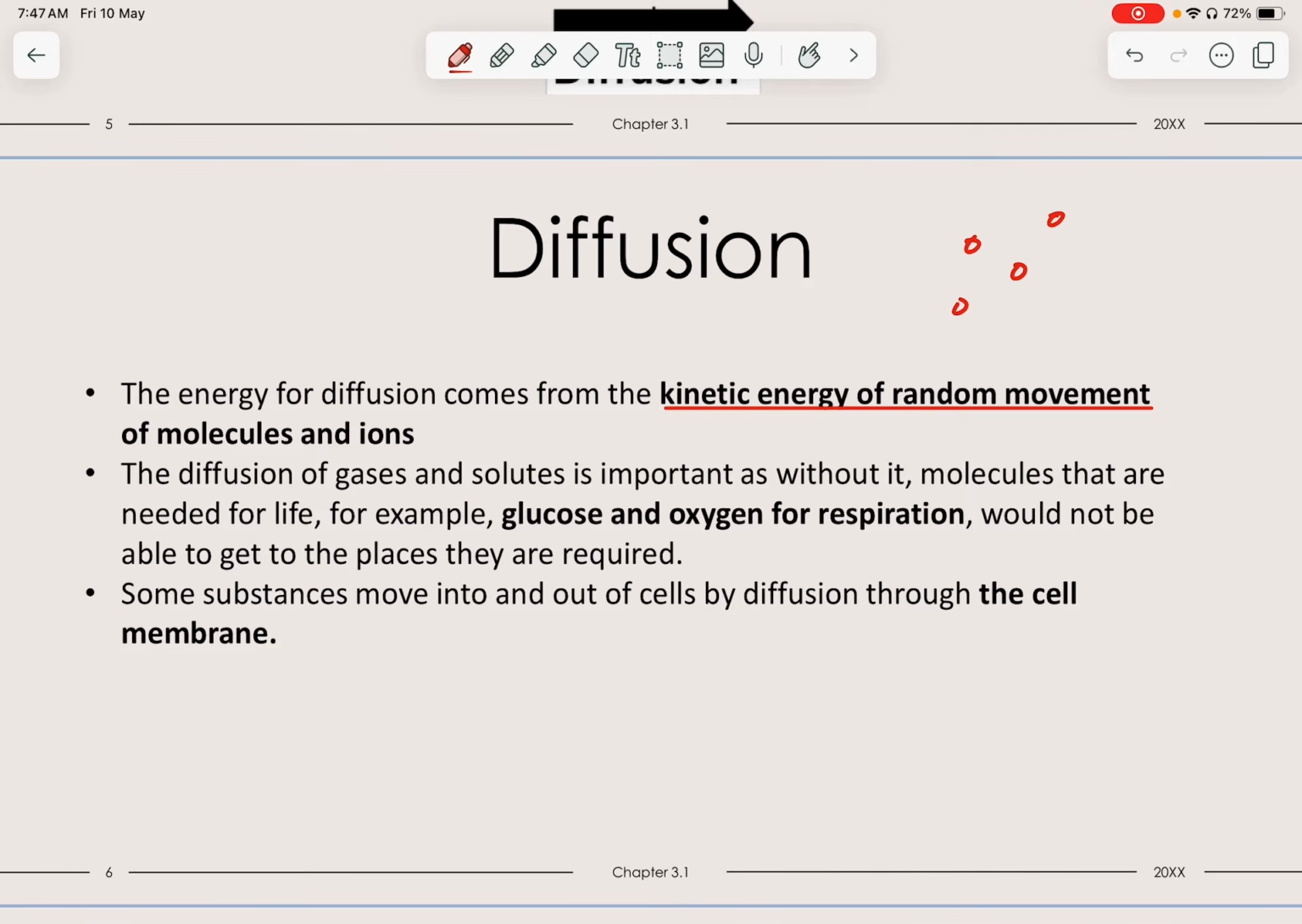And of course, some substances move into and out of the cell by diffusion through the cell membrane. The cell membrane is the key barrier that controls what goes out and what comes in. There are certain substances that the membrane allows to come in, and certain substances that the membrane does not allow, probably due to the size of the molecule itself.